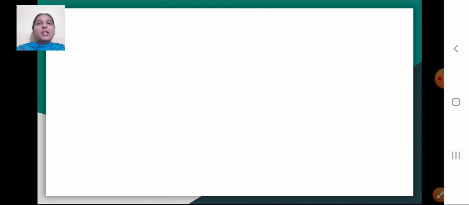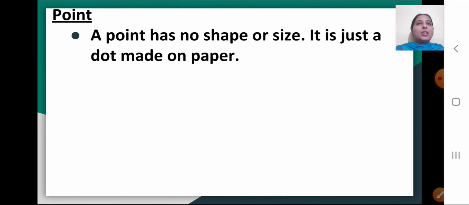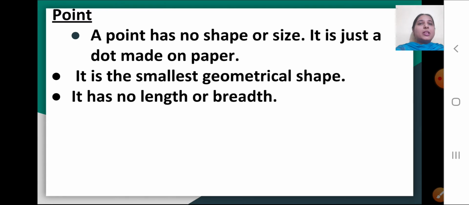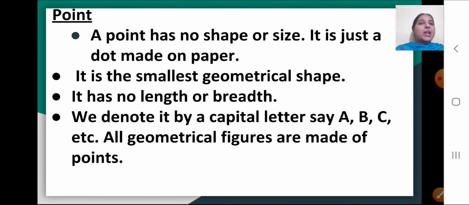First of all, what is a point? A point has no shape or size. It is just a dot made on paper. It has the smallest geometrical shape, and it has no length or breadth. We denote it by a capital letter such as point B, point C. All the geometrical figures are made of points.